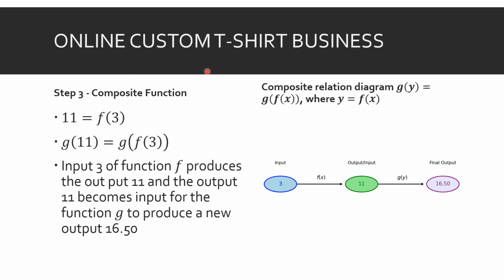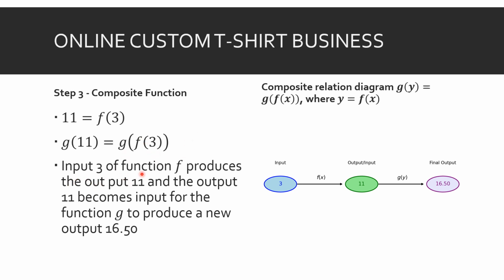The online customer t-shirt is still what we are on right now. So step 3, how do I relate this one in the composite relation? The output 11 resulted from the input 3 into the function f of x. So f of 3 is the output, 11. Then the output here becomes the input for the g, and that gave us g into bracket f of 3.